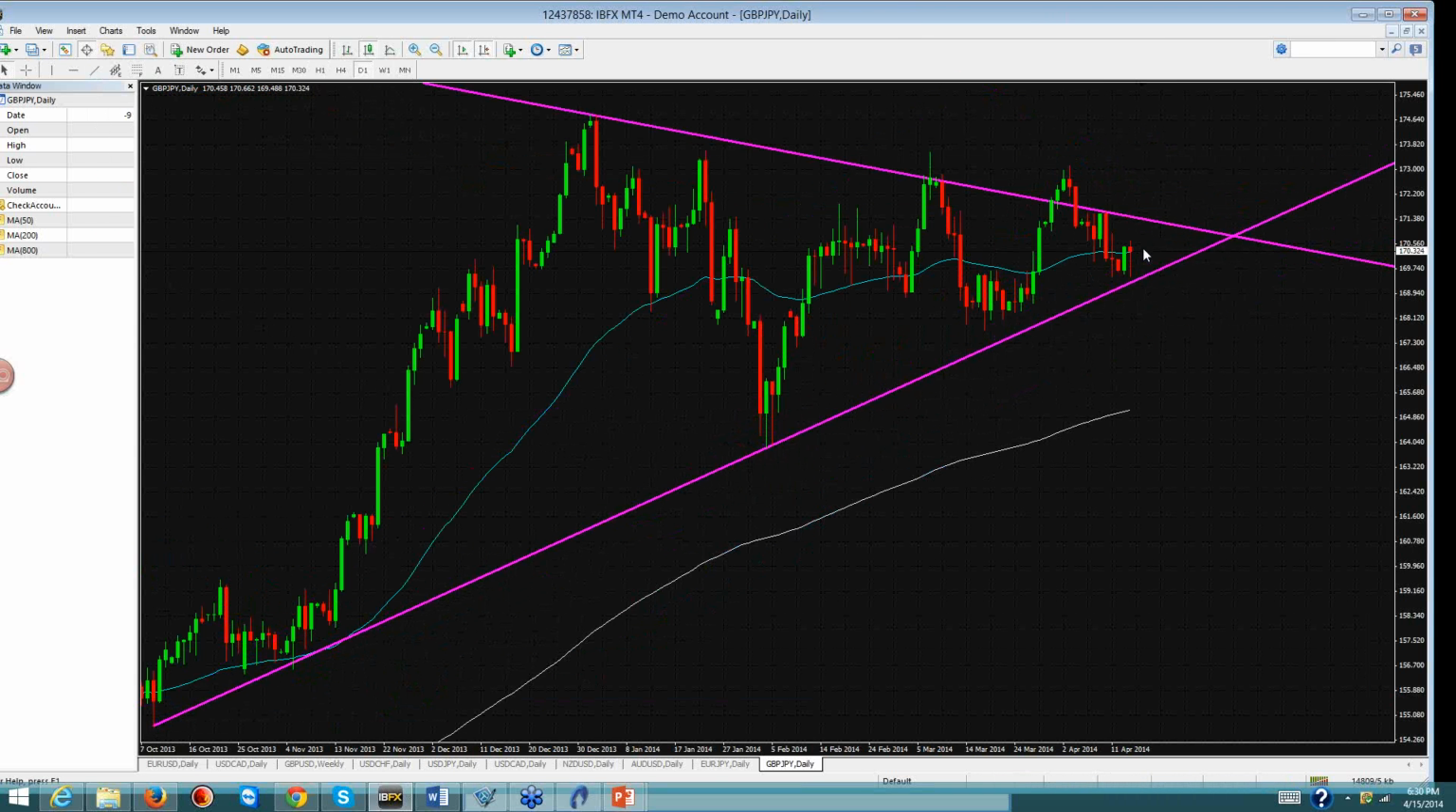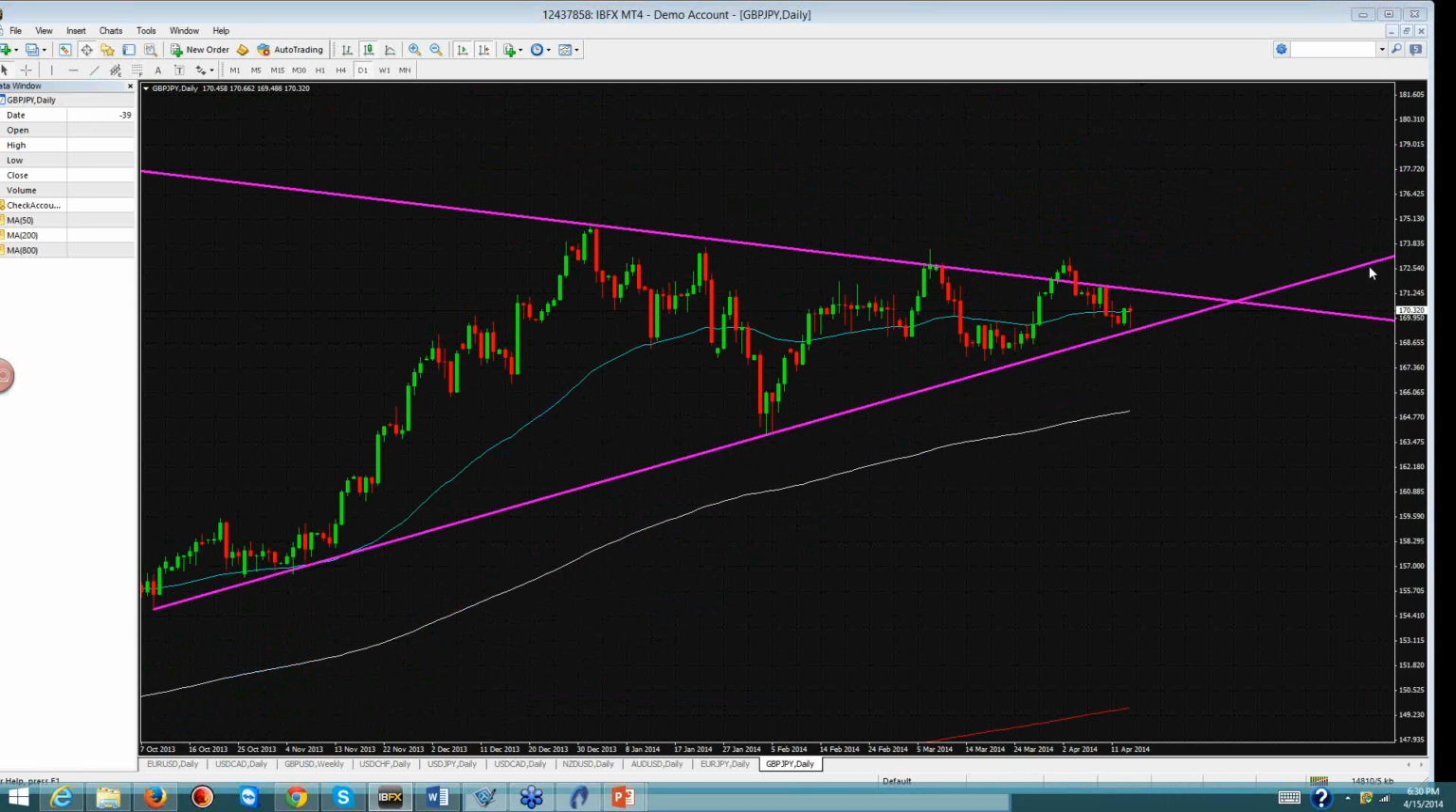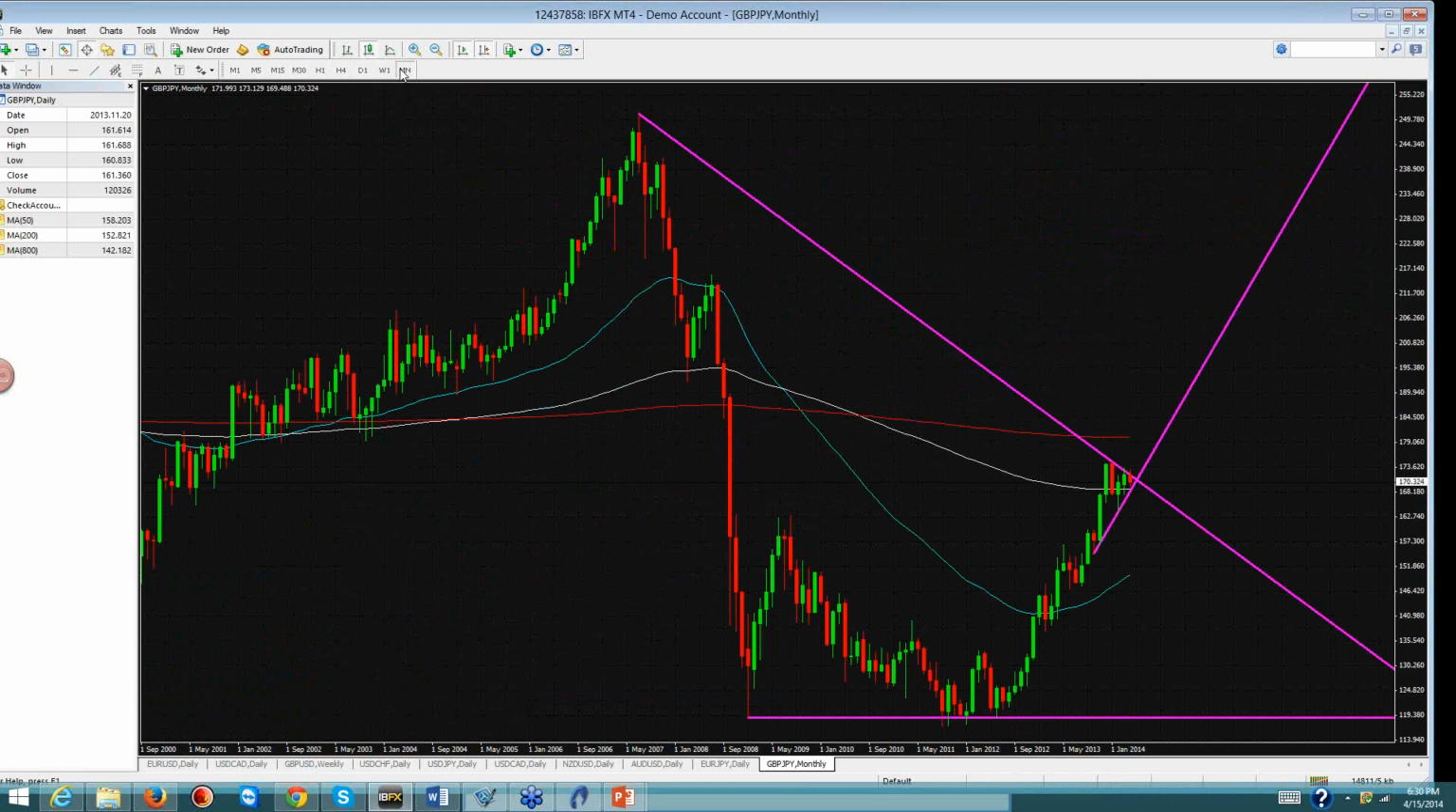It looks like we are narrowing into an apex. And this area that we're looking at, honestly, I'm looking at this pound yen and thinking to myself, this pound yen really, really wants to drop somehow. I don't know how that works out, but it looks like it really wants to drop. I'm going to go back to the monthly now.